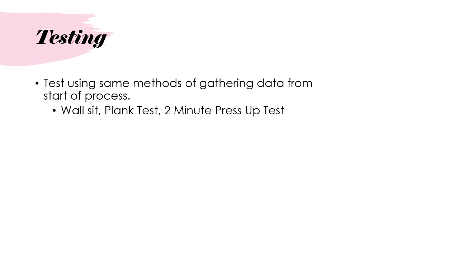So the third method of monitoring our development programme that we're going to talk about today is testing. We can use tests to see if we're progressing or not, and we'll test using the same methods of gathering data that we did at the start of the process. So we'll use a wall sit, the plank test, and a 2-minute press up test.